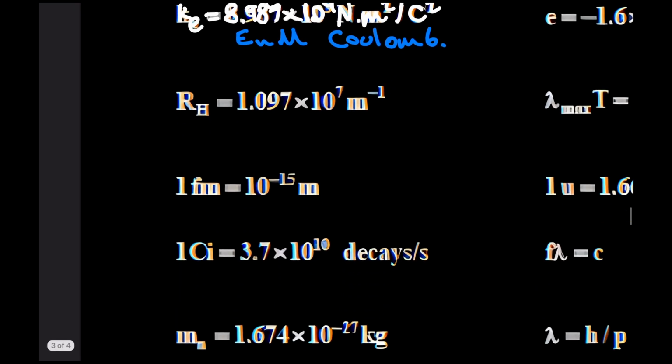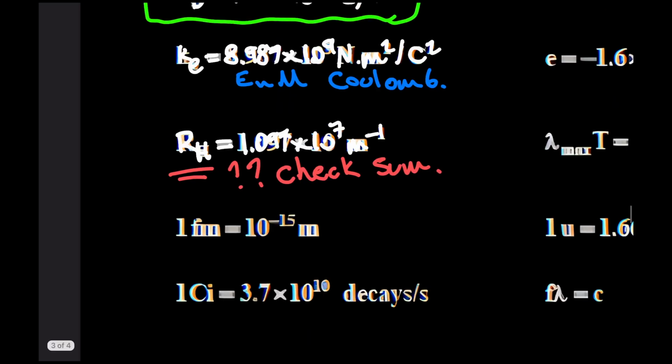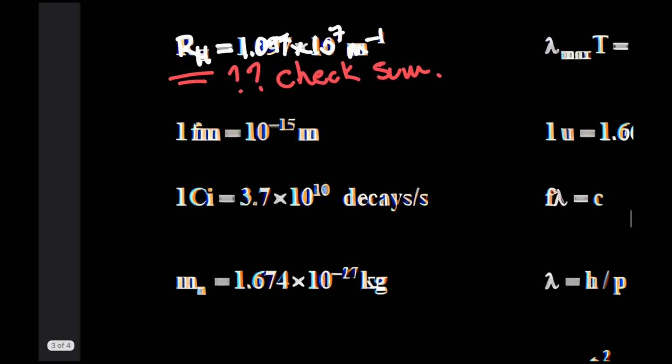All right, we got a constant over here, which I will overline in white again. I think this is R_H equals 1.097 times 10 to the 7. The units are meters to the minus 1. I'm actually not sure what this is, so I'm going to put some question marks here. And, you know, I'll write here, check summaries. Check summaries. Because I did the 7-minute summaries, this should be helpful. Nice. So looking good so far.